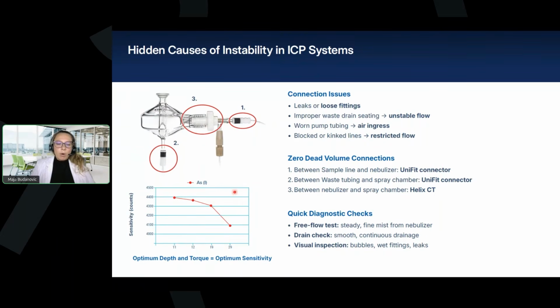Another often overlooked factor is the correct installation of your nebulizer inside the spray chamber. As shown in this example, both nebulizer depth and tightening torque influence your sensitivity. If you over tighten this connection, that can result in a sensitivity drop. Here I put the example of arsenic because it's a very important element for ICP analysis. We can see the sensitivity drop with over tightening, so with the higher torque. You can prevent that by using a constant torque mechanism on this connection.